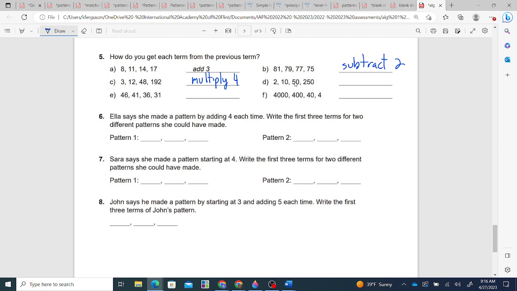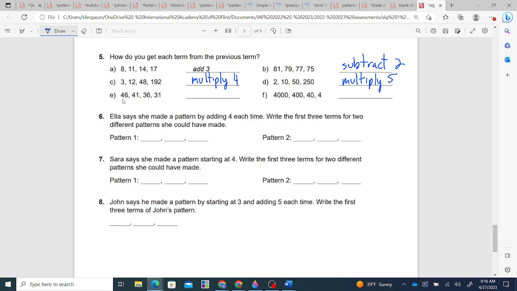I'm at 2. Then I got 10, 50, 250. So what am I doing? Multiplying by 5. 2 times 5 is 10. 10 times 5 is 50. 50 times 5 is 250.